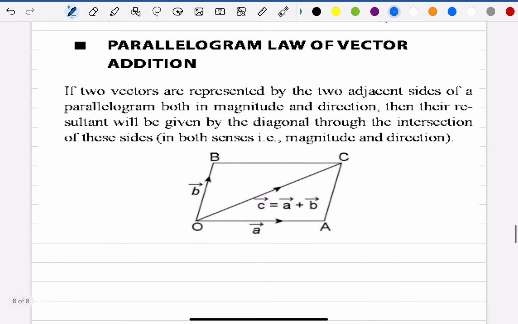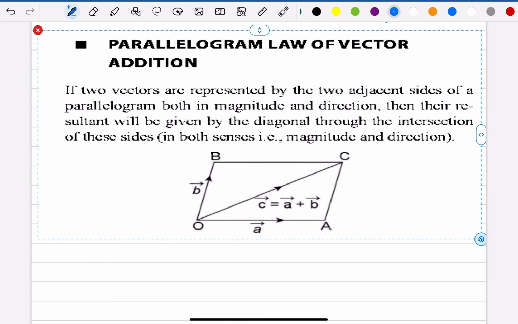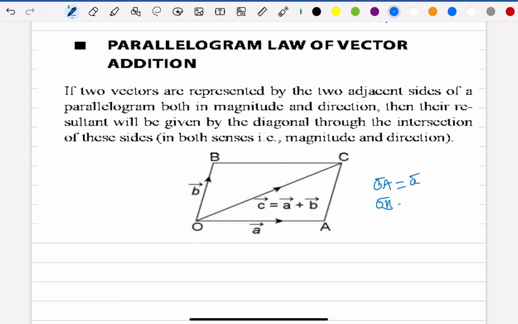Parallelogram law of vectors. If A and B are two adjacent sides of a parallelogram, that is, the position vector of OA is equal to A vector, and the position vector of OB is equal to B vector. So this is also B. Then the diagonal OC vector is equal to A vector plus B vector. If you apply the triangle property, OA plus AC is equal to OC. This is the closing side of the two adjacent sides in a triangle. Therefore, OC is equal to A vector plus B vector. So this is also A vector.